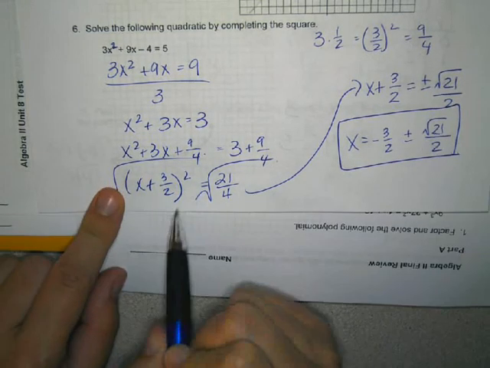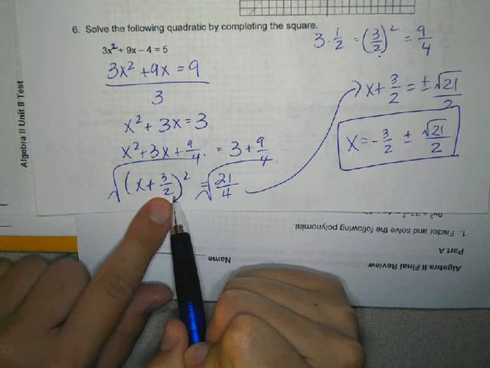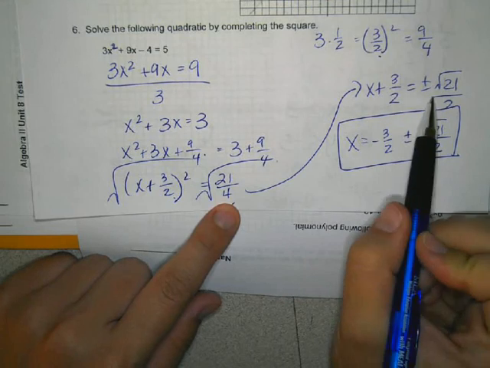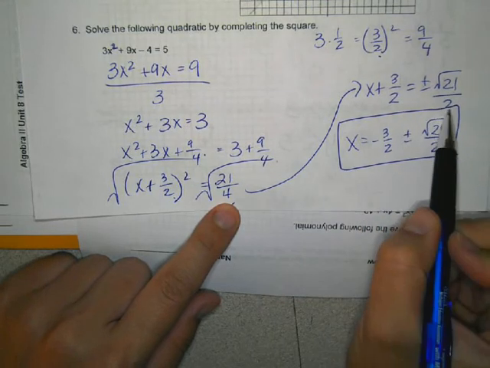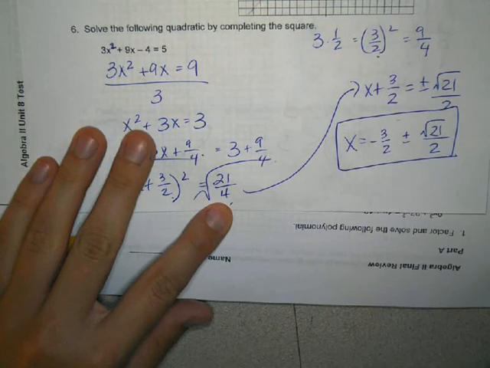Then remember the pattern, whatever half of b was, that's what goes in the parentheses when you factor. Then you take the square root of both sides. And the square root of 4 is 2, that's how that became 2. And then we solve for x by subtracting 3/2 from both sides.